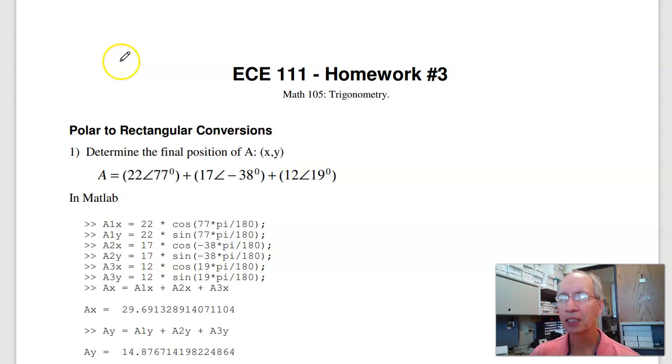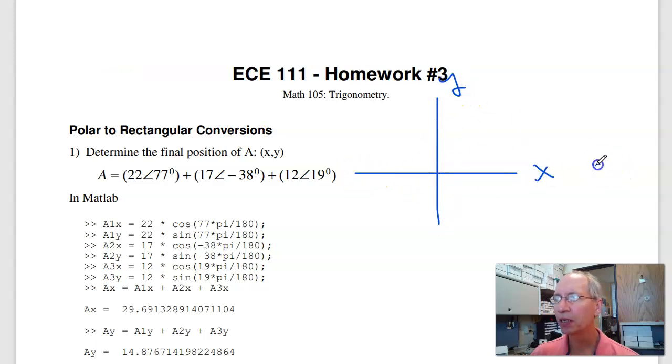So what I've got is, here's x, y, if this is 0 degrees, 90 degrees. I've got 22 at 77 degrees, plus 17 at minus 38, plus 12 at 19. Where do I wind up? Well, there's a couple ways to solve this.